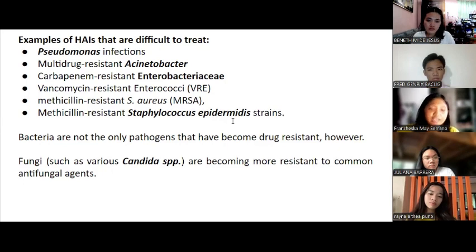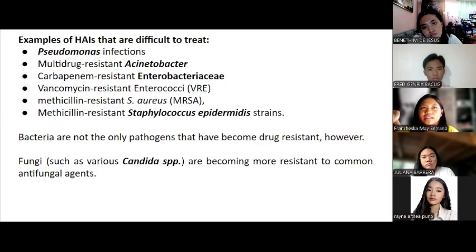Next is methicillin-resistant Staphylococcus aureus, or MRSA. These genes, yung pathogen na to is kaya niyang i-change yung binding site kung saan usually inaatake ng methicillin. That's why hindi na effective yung methicillin sa kanya.